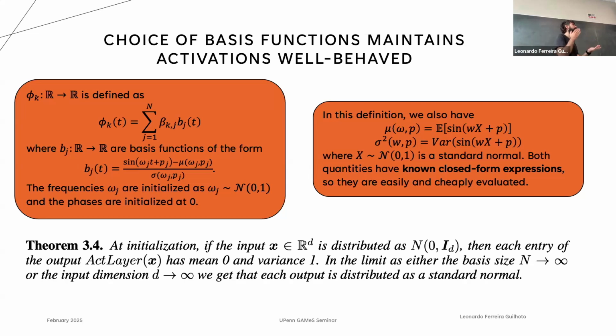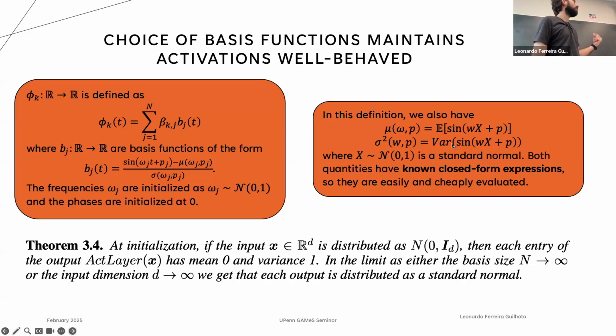So in building these basis functions, what I worked on was, okay, let's assume that this is indeed true, and we have that the inputs to this layer are normally distributed with mean 0 and variance 1, following a Gaussian. In this case, let's say that x is a standard normal, and so mu is the expected value of this transformed random variable, sine of omega x plus p, and sigma squared is going to be the variance of this new random variable.